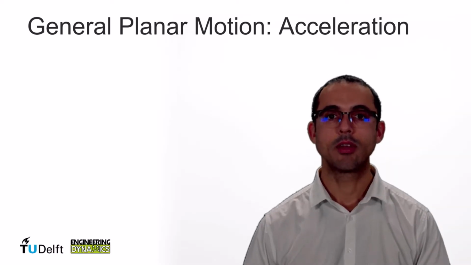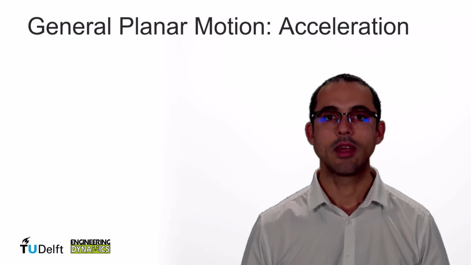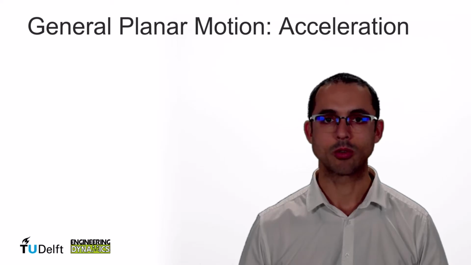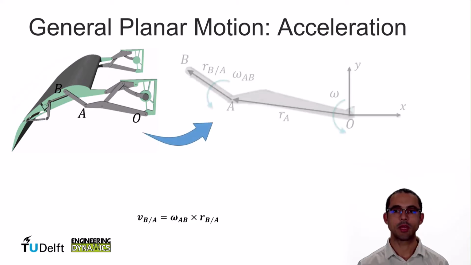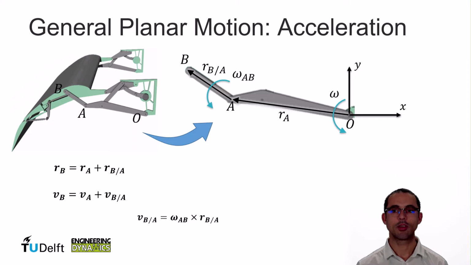Now let's derive the equations that we need to calculate the accelerations at any point on rigid bodies undergoing general planar motion. Remember our flap mechanism. We looked into detail at the link OAB and how to calculate the velocity at any point B using the reference velocity at a given point A. You also learned the meaning of the relative velocity vector VB/A, which meant the component of the velocity at point B from the rotation of point B about point A.